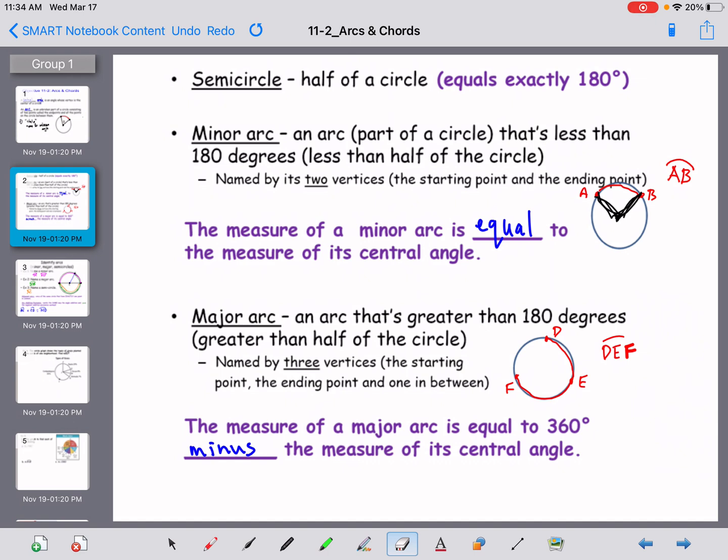Now, remember that a circle has 360 degrees, and if you subtract that central angle, you'll get the measure of the major arc.